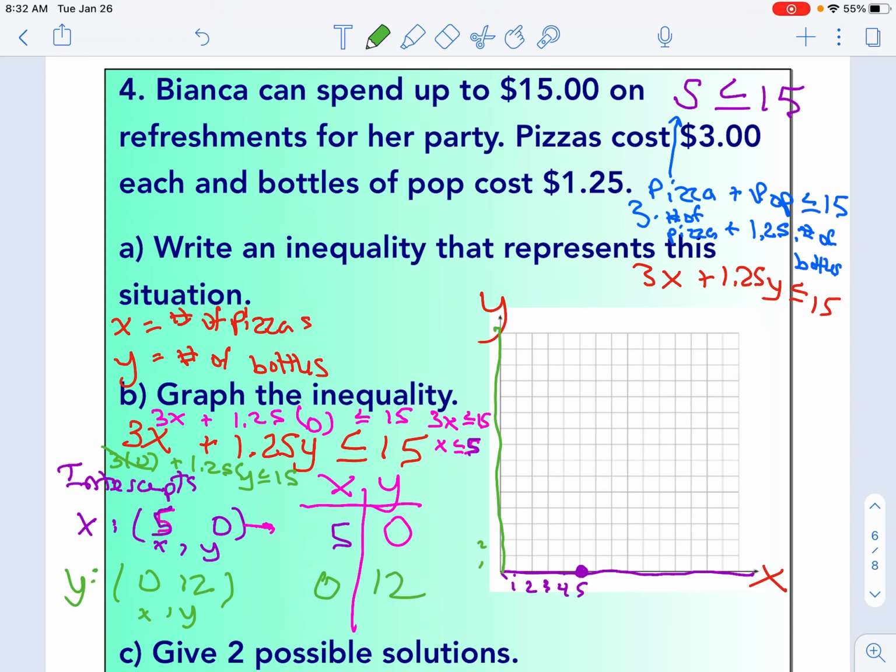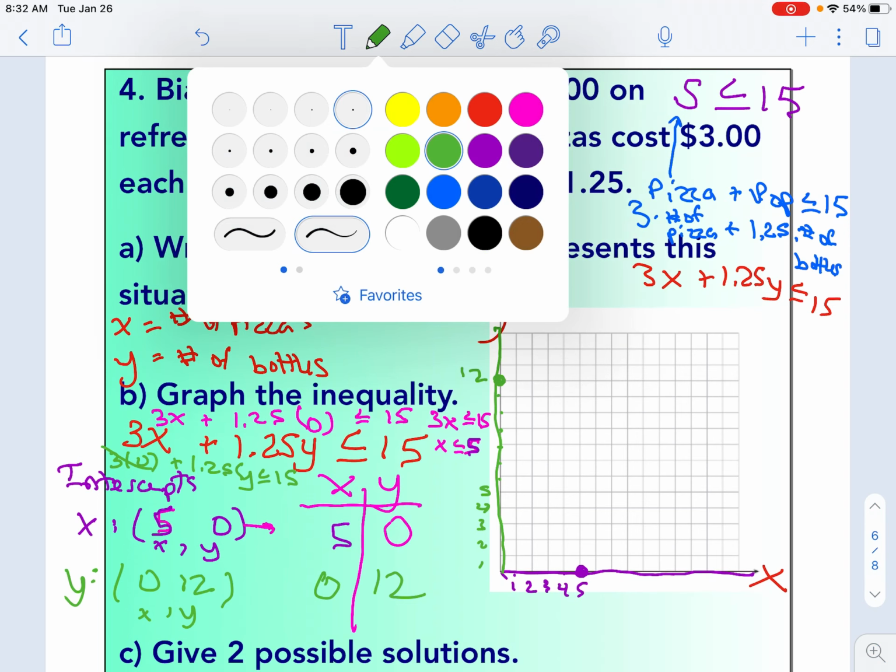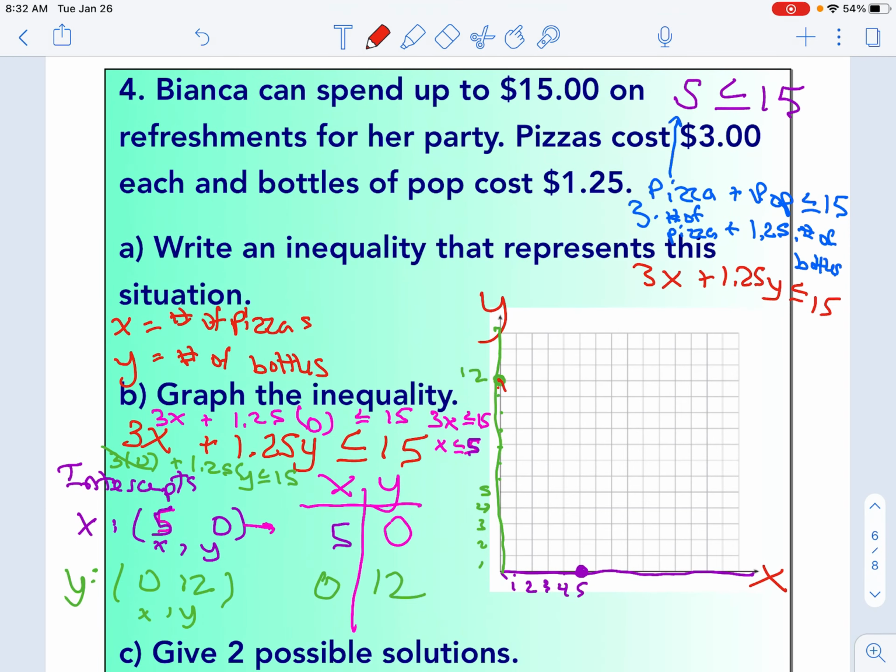So now I can go up here 1, 2, 3, 4, 5, etc., 6, 7, 8, 9, 10, 11, 12. So there's 12. Put a dot there. Now, it can equal these, so I can shade in those dots. It's also equal to the line, so I can graph this line using the intercepts, remember?